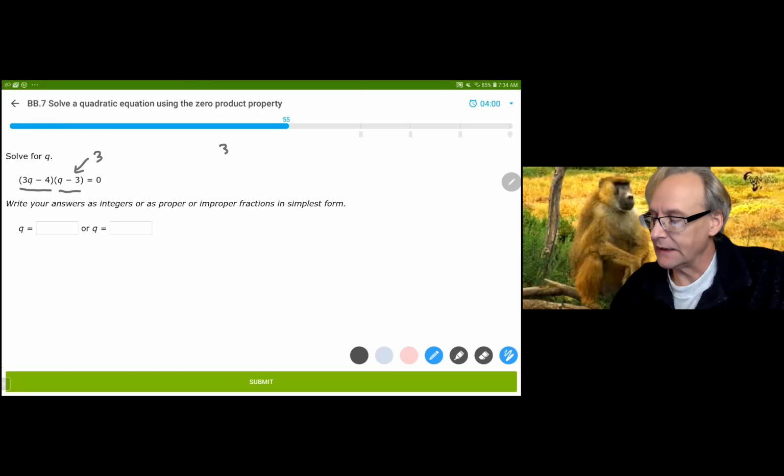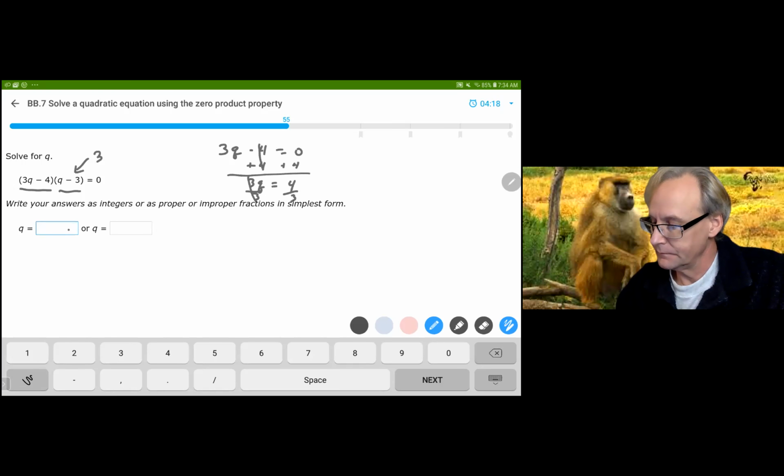I'll write it out one last time. 3q minus 4 equals 0. I'm adding 4 to both sides. I get 3q by itself is equal to 4, and then I'm dividing by 3. And of course, I get 4 over 3 for q. And 3 for the other one.